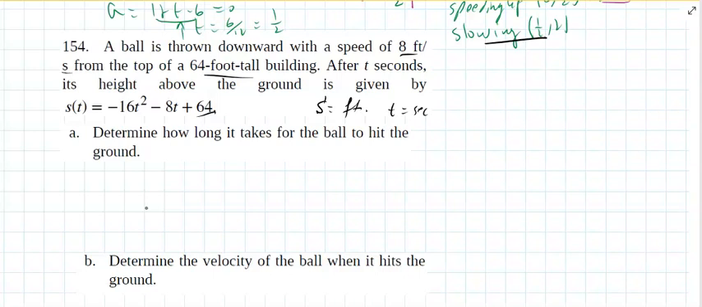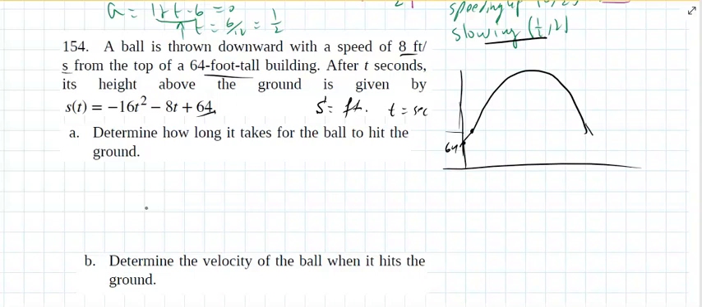All right. They tossed the ball. Isn't that an upside down parabola? Except it starts at 64. If we're saying this is t and this is s, that's really how it looks. Determine how long it takes for the ball to hit the ground.